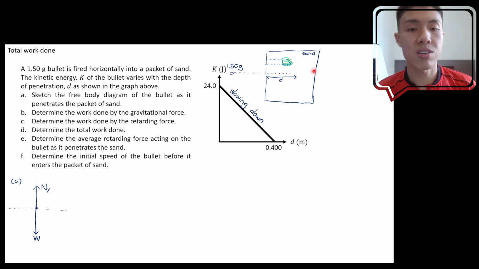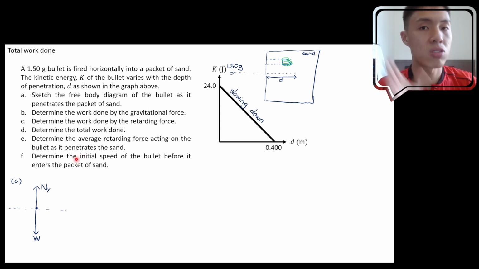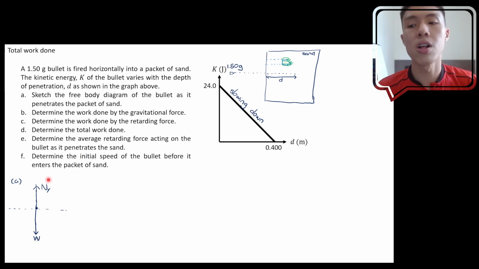So if acceleration has to be 0 in the y component, the force upwards and the force downwards must be balanced so that the sum of force in the y dimension is equal to 0. So because of that, you know that the normal has to be pointing upwards in order to balance the weight of the bullet so that the sum of force equals 0 for it to fly horizontally into the packet of sand. So that's the y component of normal.